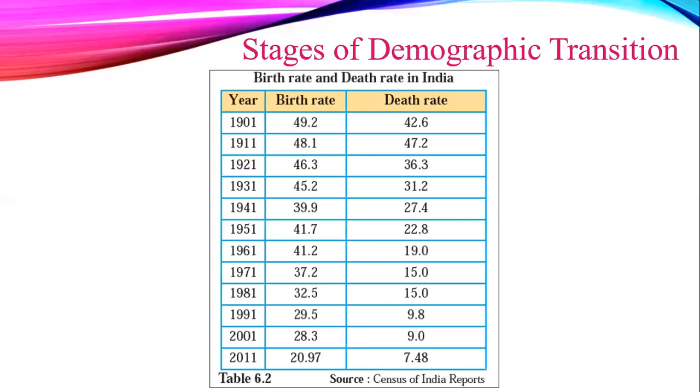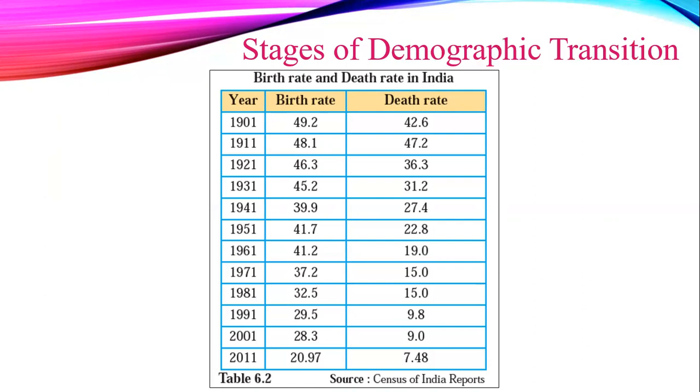Okay, now see the table number 6.2, birth rate and death rate in India, year, birth rate and death rate. Before 1921, both birth rate and death rate were high. The birth rate was high mainly in the rural areas because of the social beliefs and customs. Every addition to the family was welcome as a gift of providence.